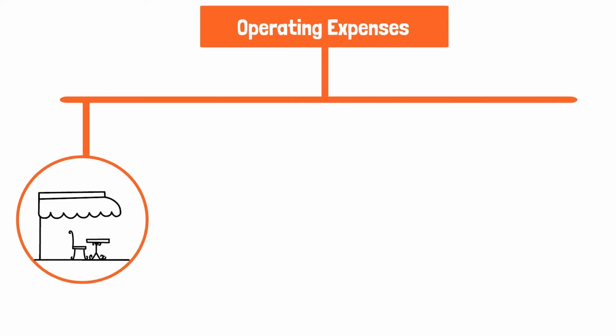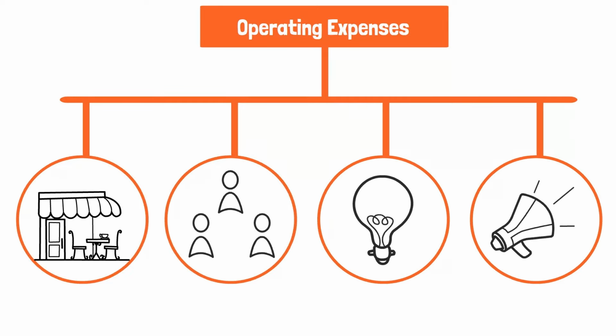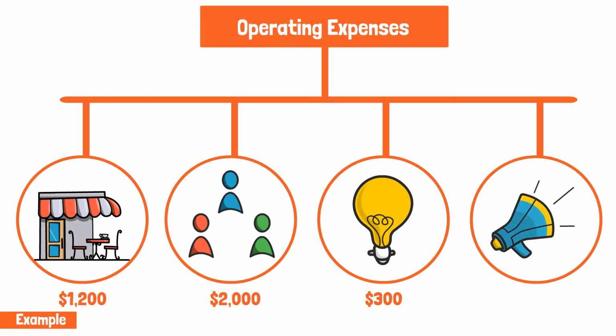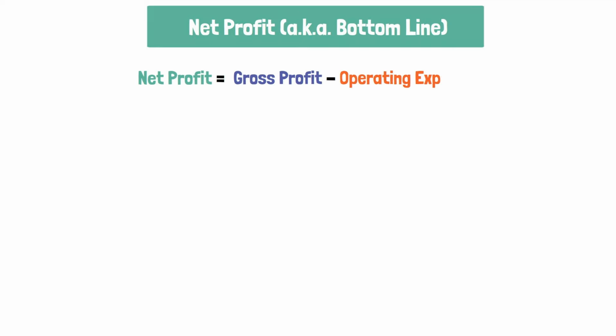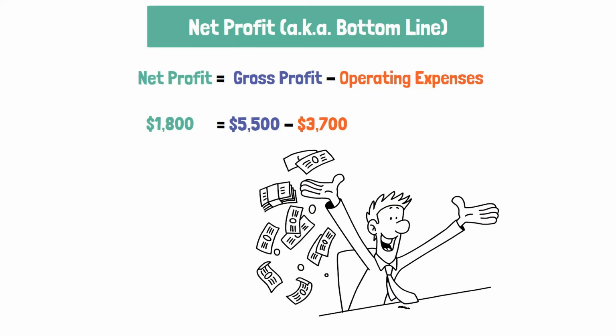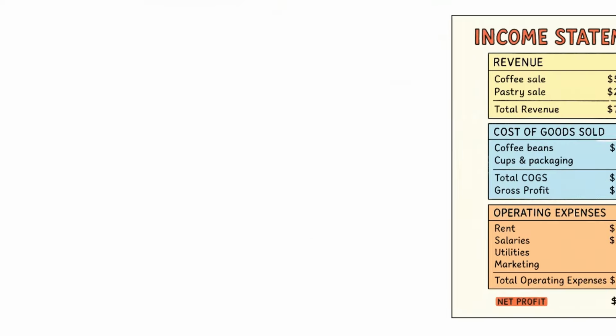These include things like rent, salaries, utilities, and marketing. For example, let's say your rent cost you $1,200. Your salaries for a couple of people cost you $2,000. Your utilities to keep the lights on cost you $300, and your marketing cost you $200. Total operating expenses, $3,700. Now, step five, your net profit, also known as your bottom line. Your net profit equals your gross profit minus operating expenses. So, $5,500 minus $3,700 equals $1,800. Boom! That's your profit for the month. You've just made an income statement.